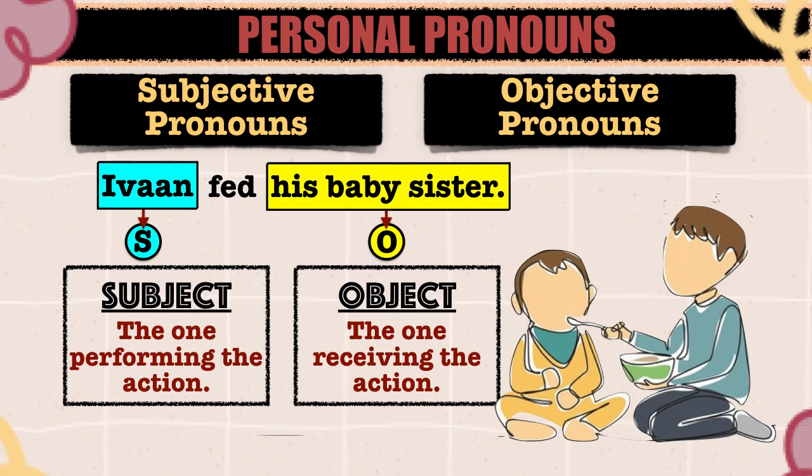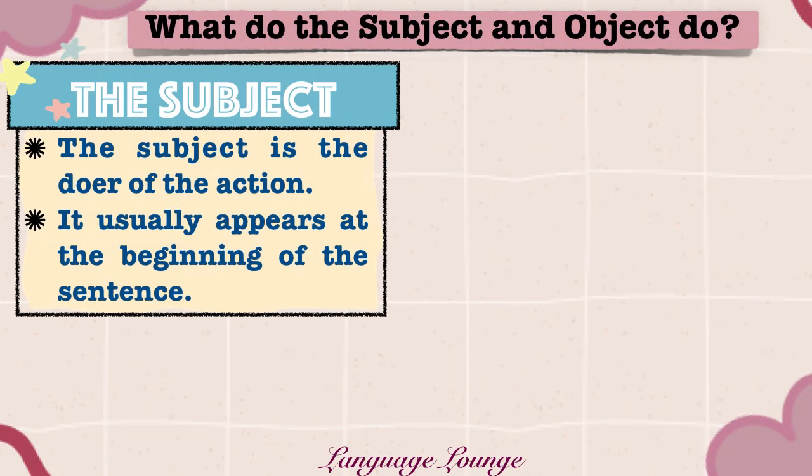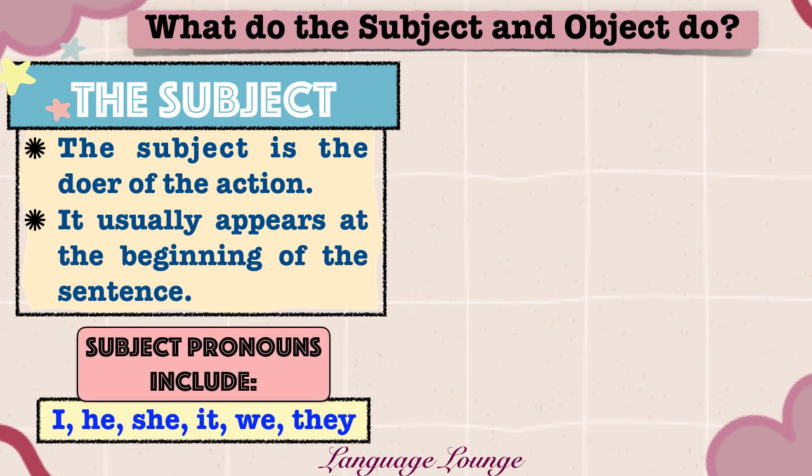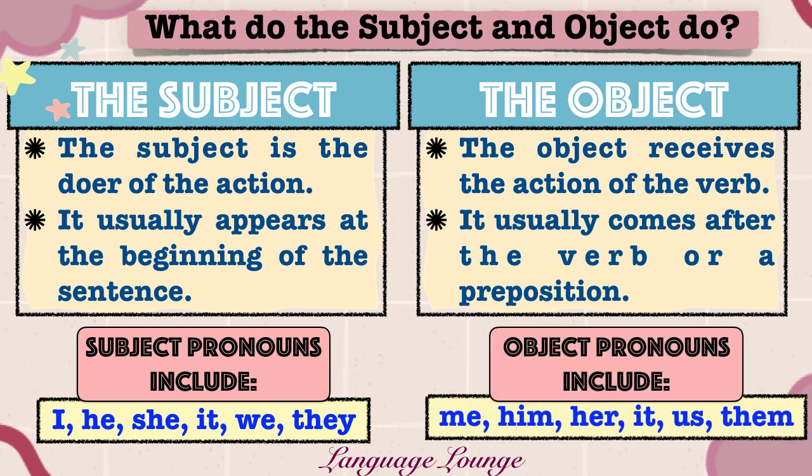Now, let's replace them with personal pronouns. He fed her. What do the subject and object do? The subject is the doer of the action. It usually appears at the beginning of the sentence. Subject pronouns include I, he, she, it, we, they. The object receives the action of the verb. It usually comes after the verb or a preposition. Object pronouns include me, him, her, it, us, them.